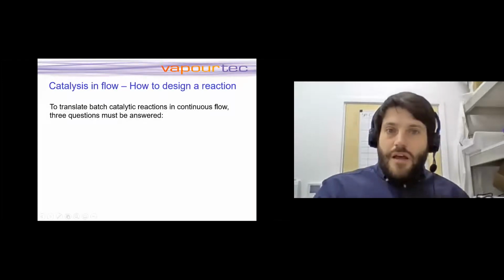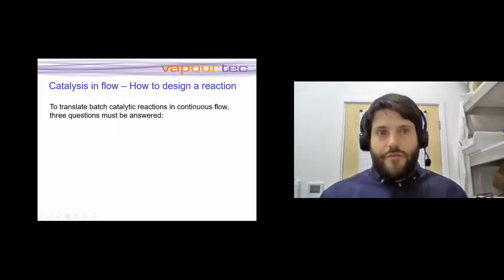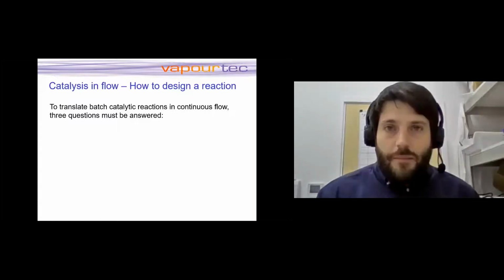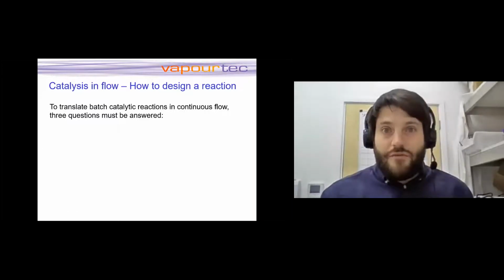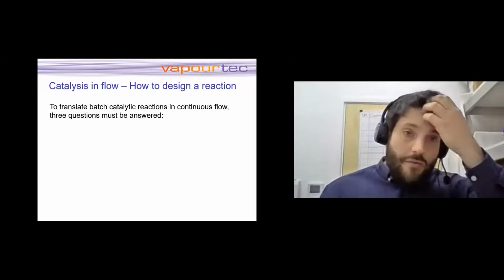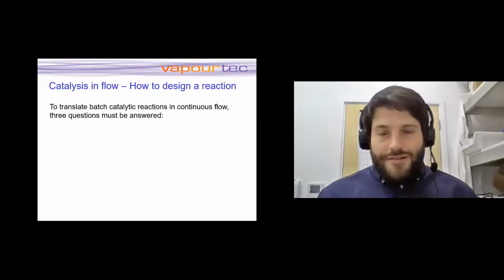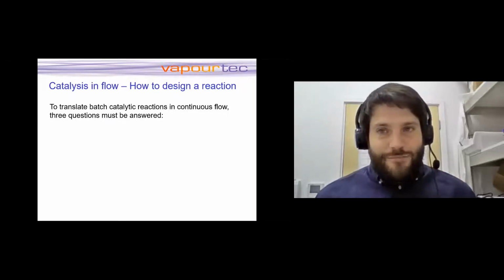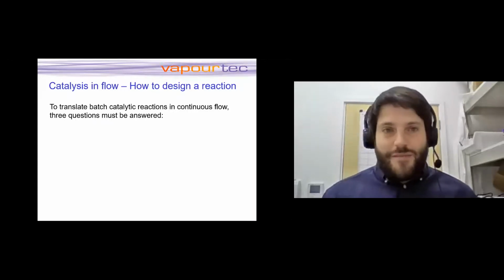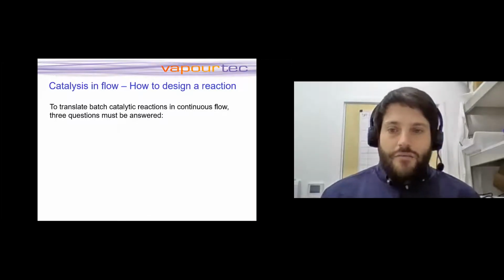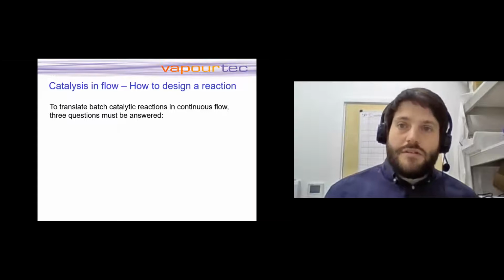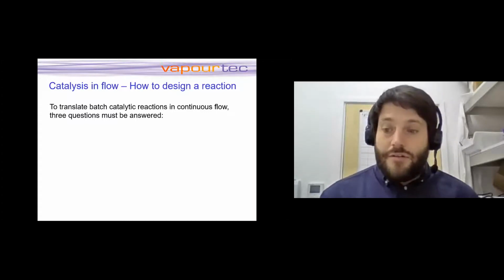So now I have given a brief overview and we've seen which parameters have to be taken into account for any flow setup. How can we translate this when we're thinking of catalytic processes? Well, there is no single approach to translate batch to flow, not even at Vapourtec. My colleagues and I would tend to disagree on how to do it. But regardless of the strategy, 3 questions will always stand out.